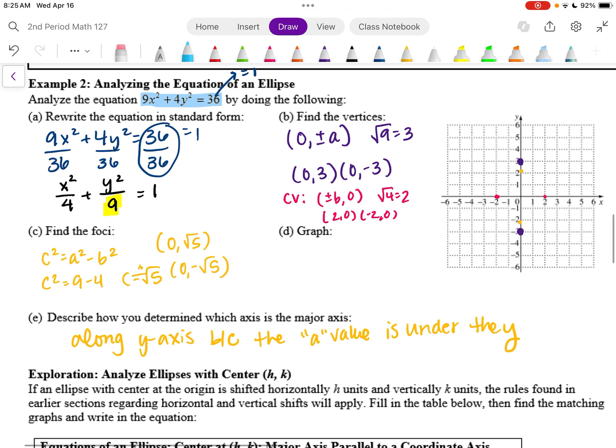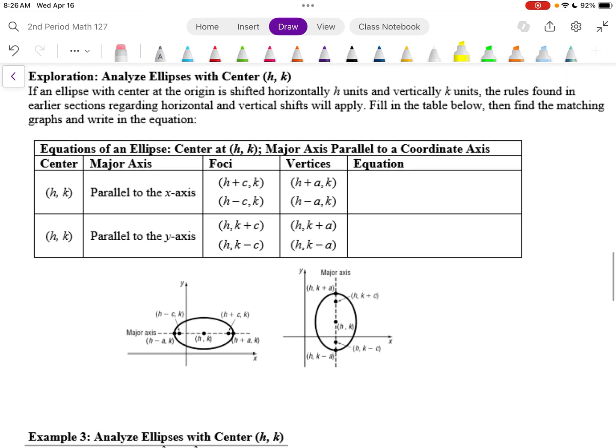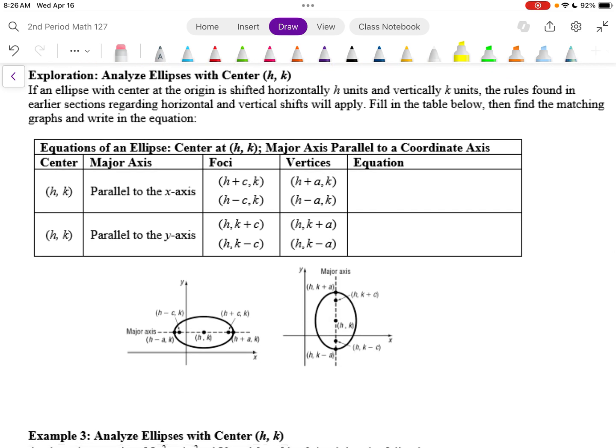Then again, like I said, I like those co-vertices because I feel like it helps me draw that a little nicer. And then again, here's my major axis. Okay, so then what we can do is we can shift these ellipses where the center now is not 0, 0.